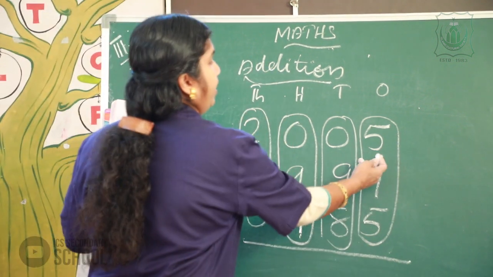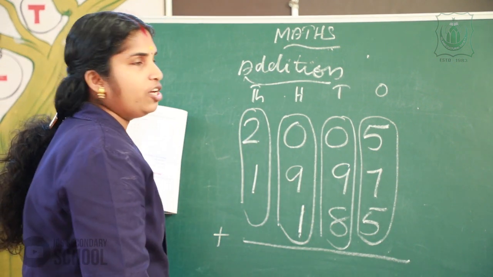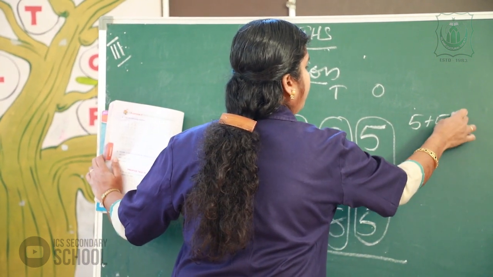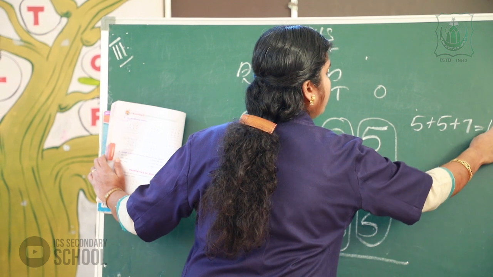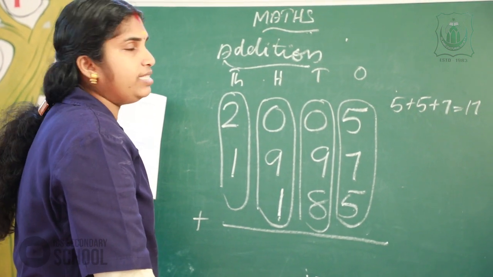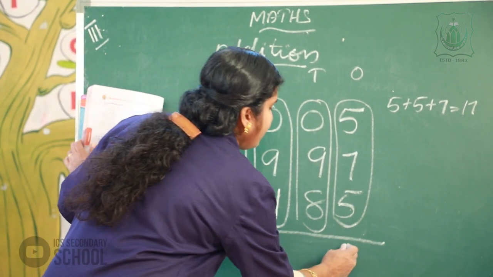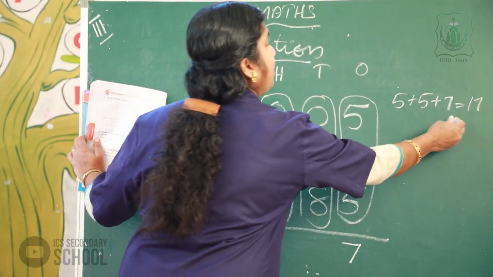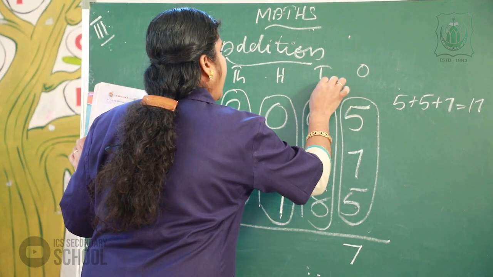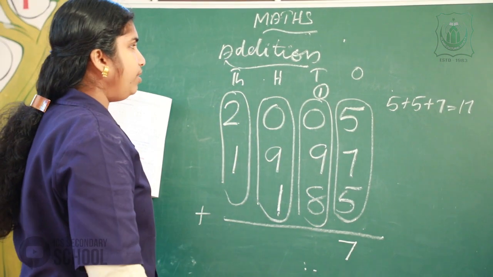Okay. Here we arrange the 1 place digits. 5 plus 5, 10 plus 7 is equal to 17. In 17, 7 is in the one place, so we add the 7 here. Here the 1 is in the 10 place. We carry over the 1 to the 10 place.